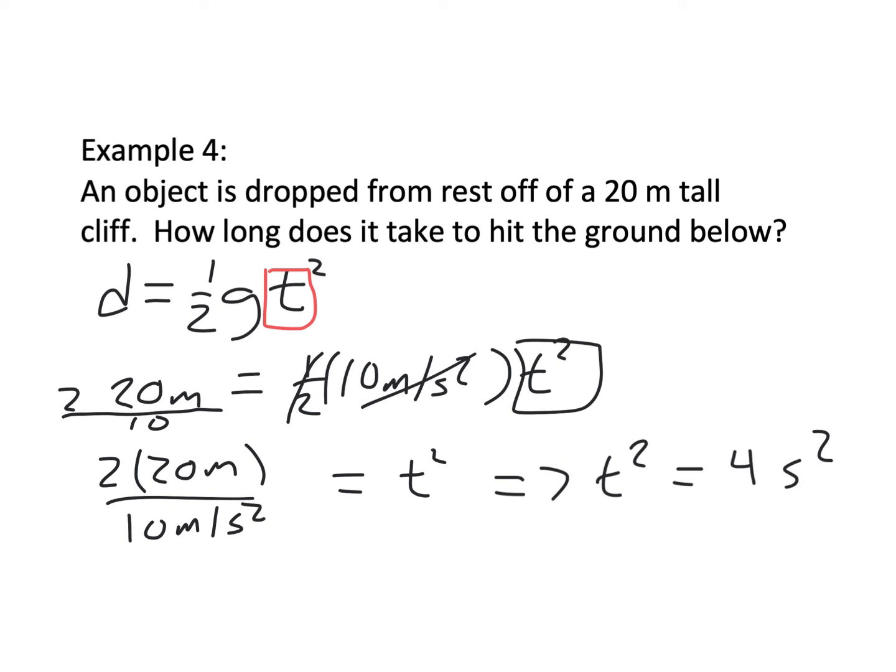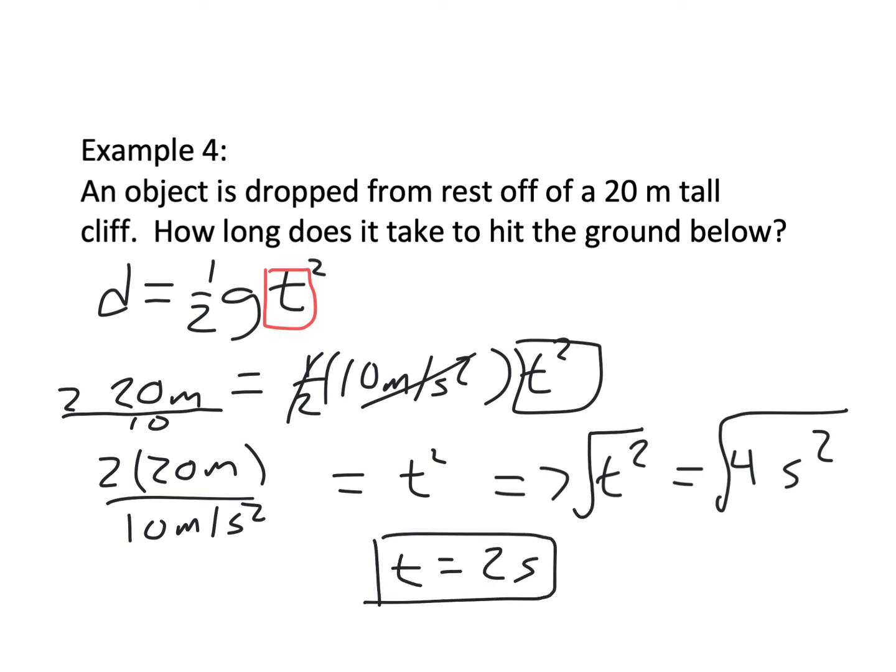Now we don't want t squared. What do we want? We want t. So to get rid of the square, I just take the square root of both sides, and I end up with my answer that t is equal to 2 seconds. And that's how long it takes for it to fall 20 meters.